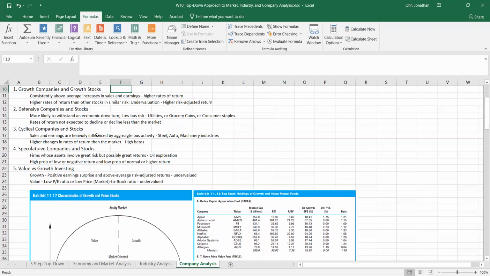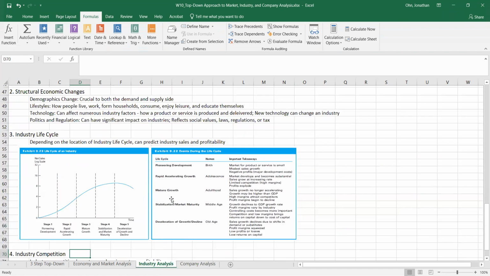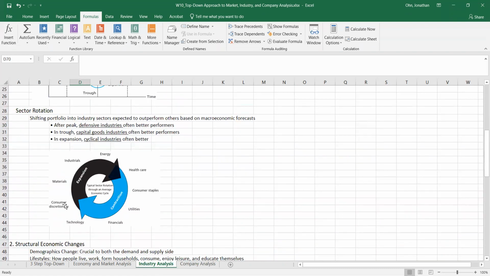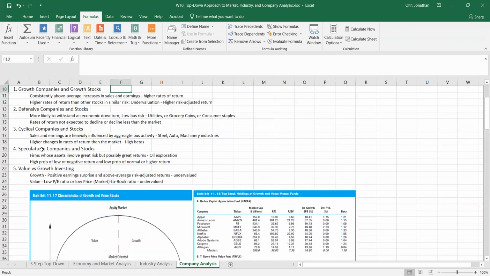Right, cyclical companies and stocks. The sales and earnings are heavily influenced by aggregate business activity, such as the steel, auto, and machinery industries. If you go back there, cyclical includes consumer discretionary, materials, and industrial manufacturing. So they are cyclical industries, cyclical companies, right? They have larger changes in rate of return than the market. When the economy is improving, they produce a higher rate of return than the market. But when the economy is going down, they produce a lower rate of return than the market. That's called a cyclical company, cyclical stocks.